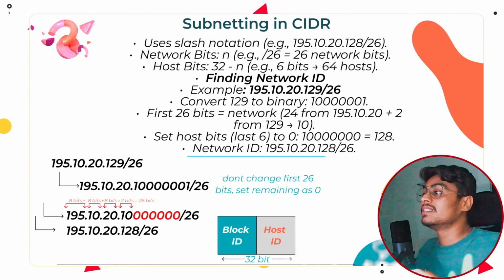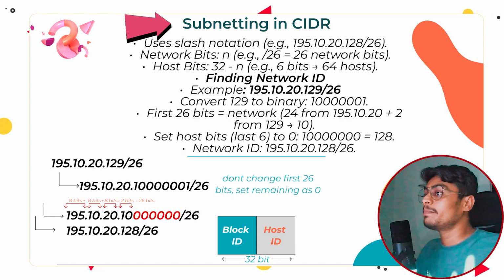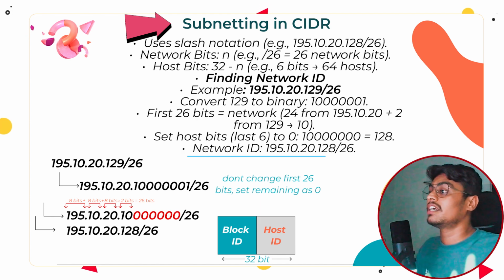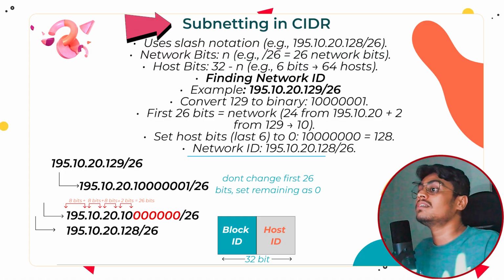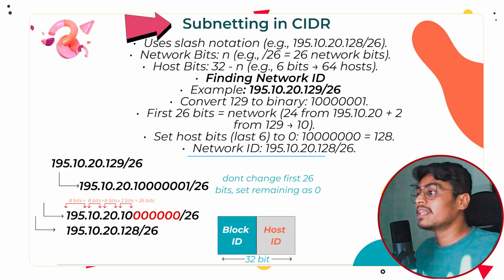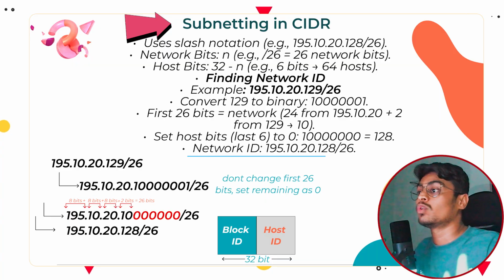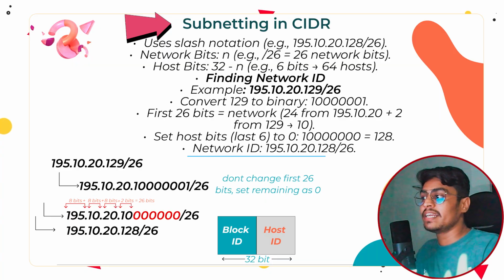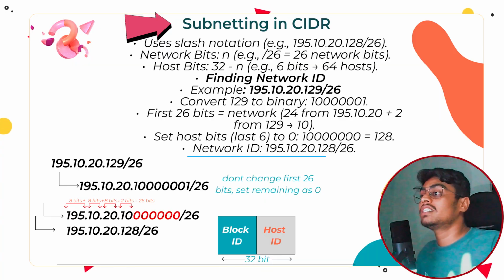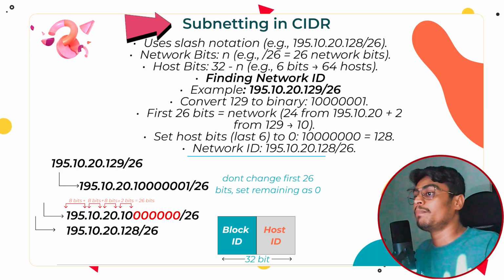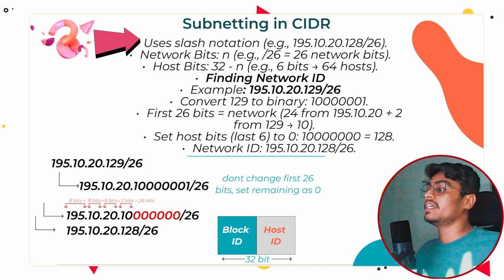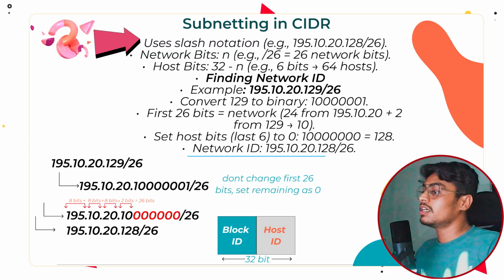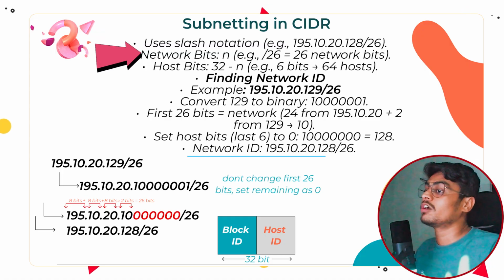Okay, now we will discuss a very important topic, subnetting in CIDR, classless inter-domain routing. As we discussed subnetting under classful addressing, now we will discuss subnetting in classless addressing, where there are no classes and we use slash notation to denote CIDR addresses. In CIDR we don't have classes, instead we use slash notation. Okay, for example, let's take the network 195.10.20.128/26. The slash 26 denotes the number of network bits, meaning 26 continuous ones represent the network ID.